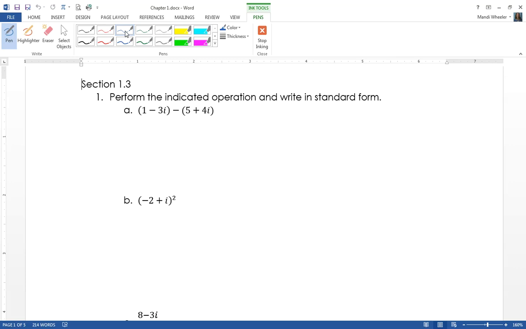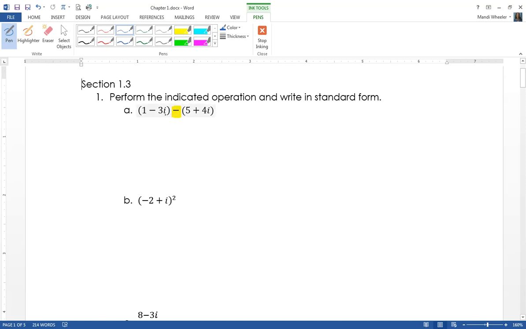But let's just go ahead and get started. So this is section 1.3. This is where we're looking at the complex numbers. And the problem is: perform the indicated operation and write in standard form. So first of all, the operation that we have here is subtraction. The most common mistake on this is to make this problem a whole lot harder than it is.